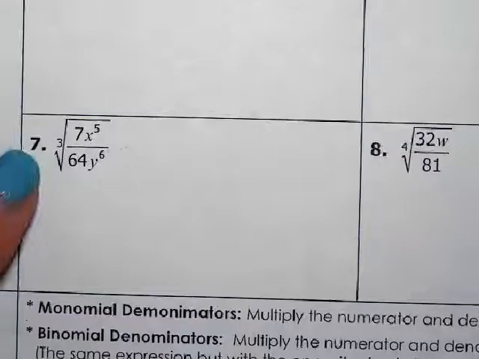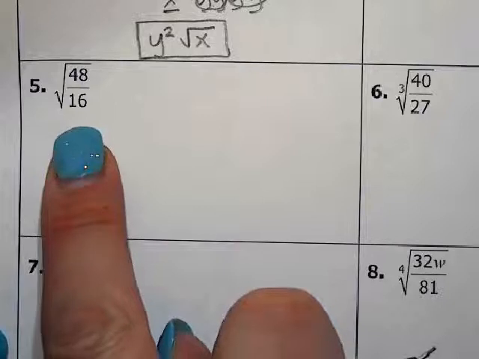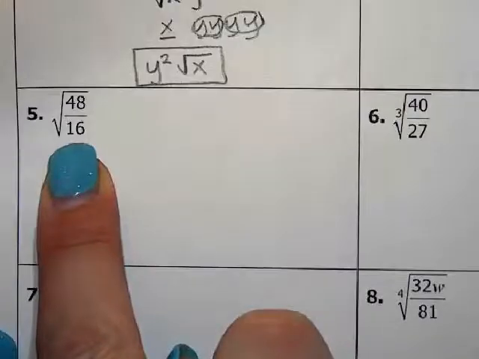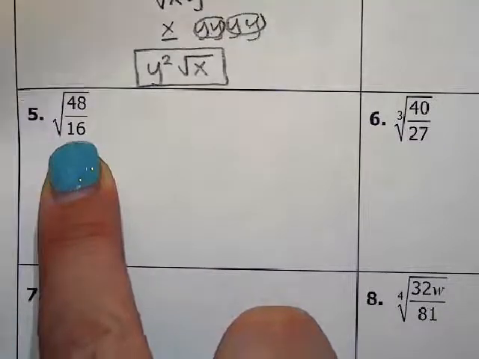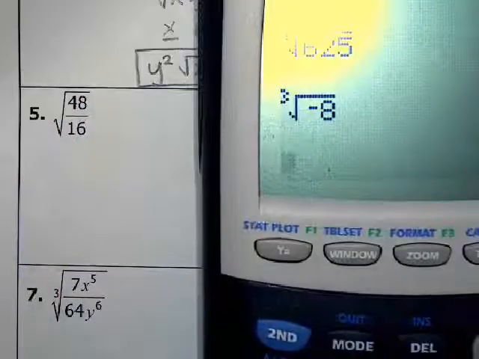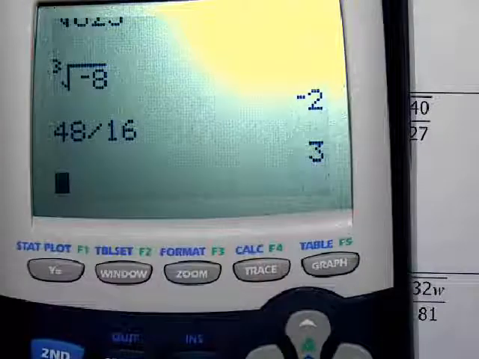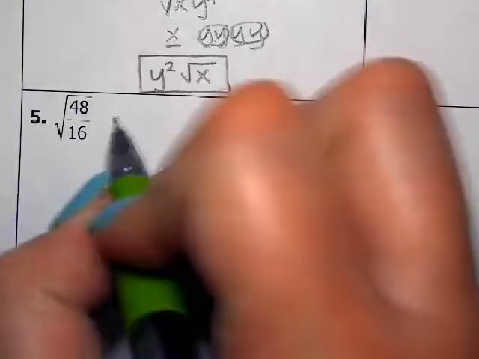Now for this one, they did not have them separated, they had them together. 16 is a perfect square, but if you look at the numbers, those are actually divisible. 48 divided by 16 does divide, so I'm just going to divide those. It's always good to check and see if it'll divide. 48 divided by 16 is 3, so this is just the square root of 3.